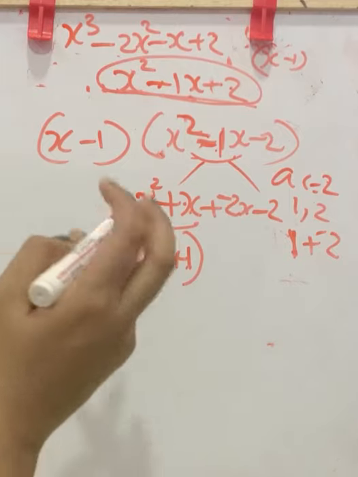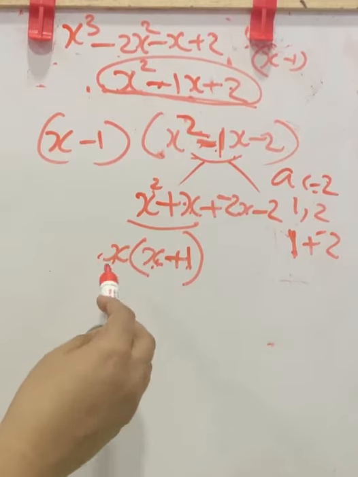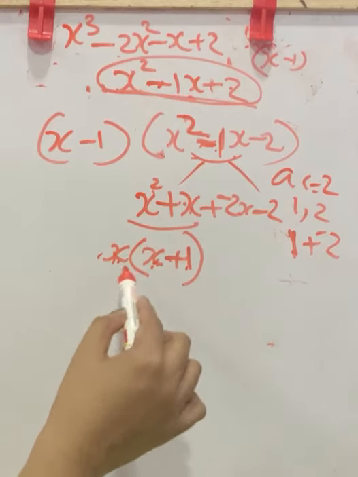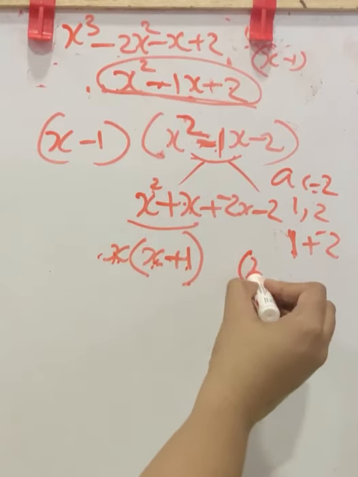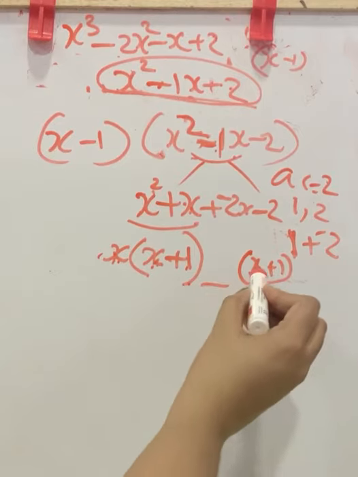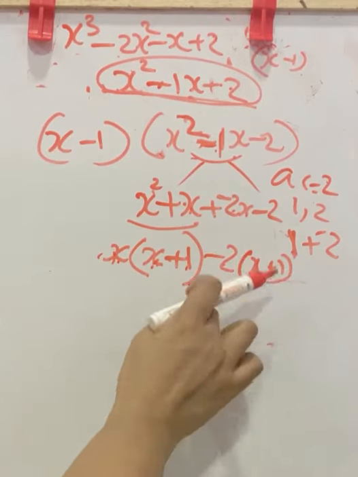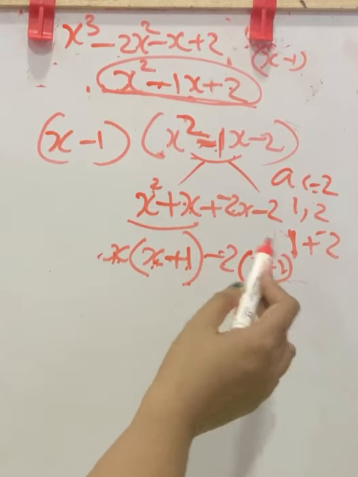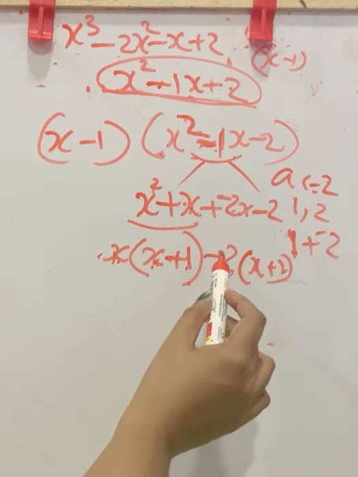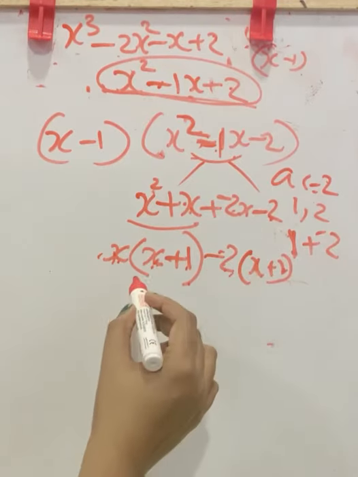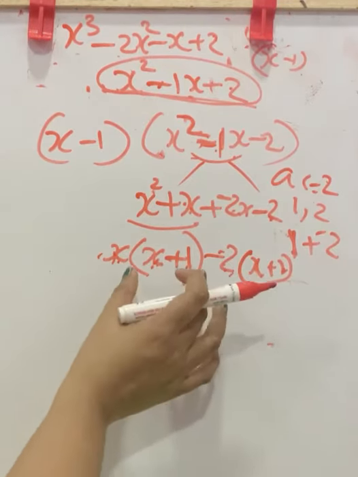You can check it to verify your answer is right or wrong. So x into x is x square. X into 1 is x. So this is right. Now repeat the bracket here. Minus 2 into x is minus 2x. Now check it with this also. Then you can verify whether this is right or wrong. Minus 2 into 1 is minus 2. Yes, it is right.